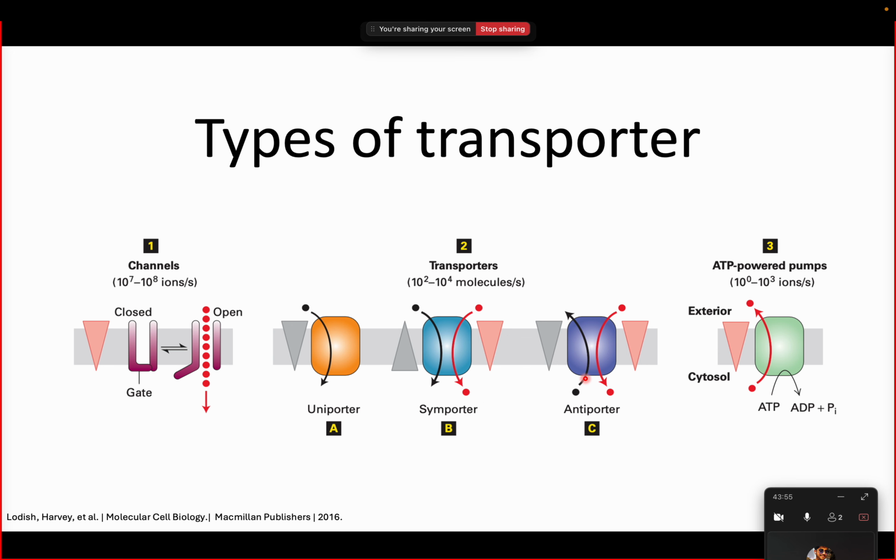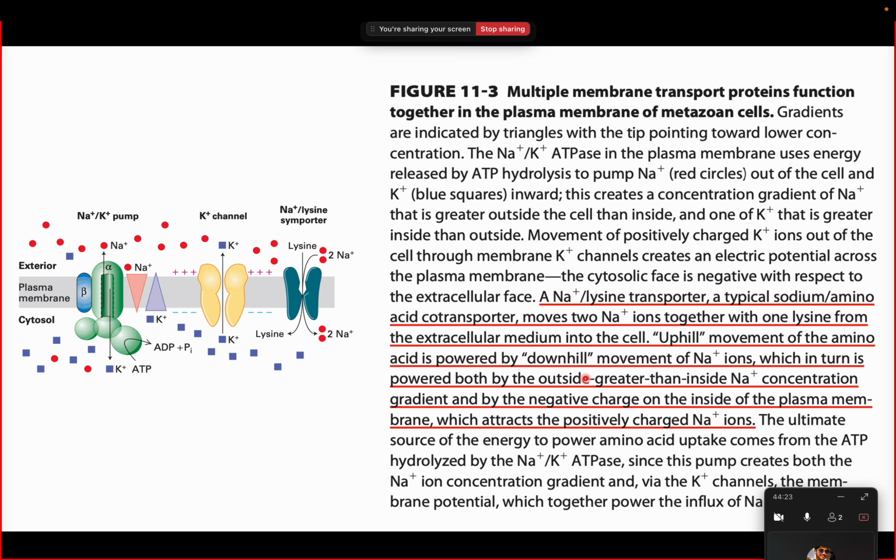Then we have antiporter, as the name suggests. Again, it will be from lower concentration to higher concentration, but the transportation side of these two separate substrates will be opposite or will be anti. Then we have ATP powered pumps. This is an example of primary active transport. It will use ATP energy or energy molecule to transport substrate from lower concentration to higher concentration.